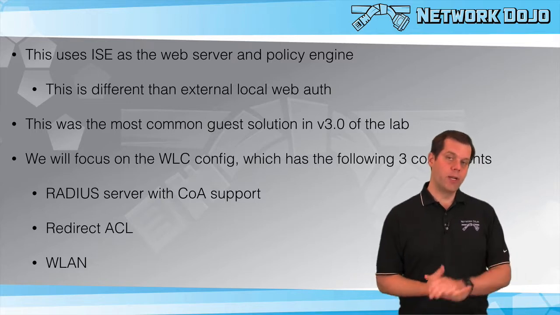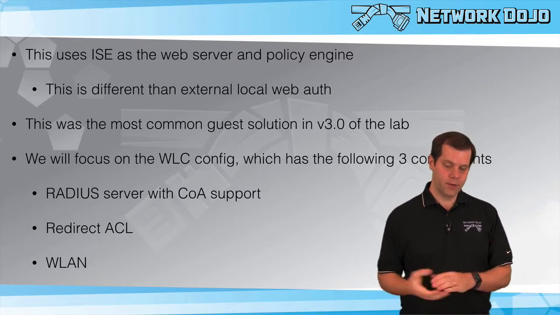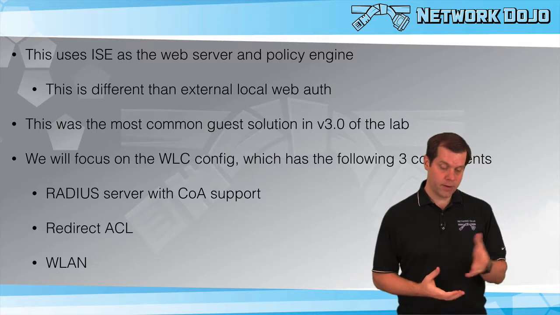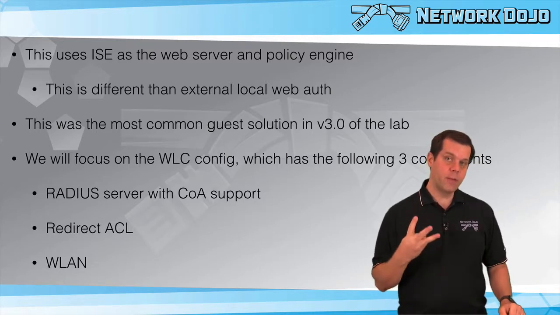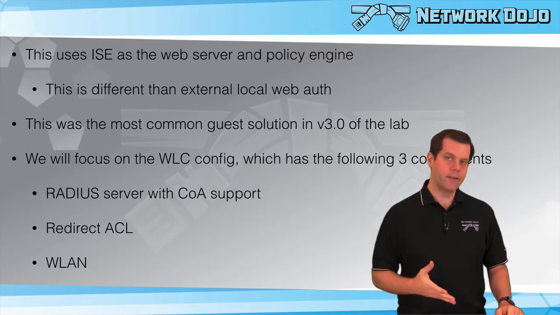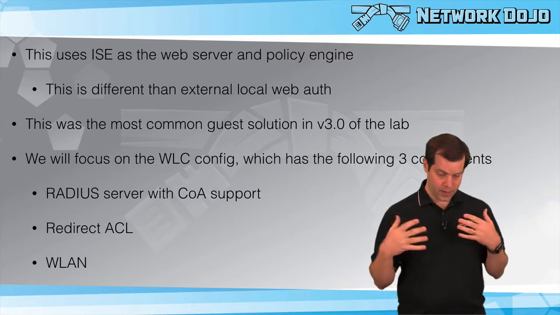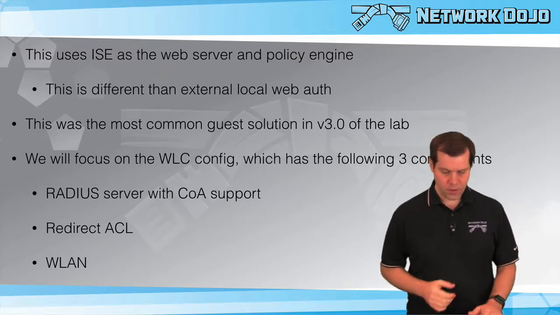Number two, we need a redirection ACL configured on the controller. The ICE server is going to invoke this ACL, but it must exist first on the controller. And finally, third, there will be the WLAN configuration needed to support this. So these three pieces of config, every single time, are very important parts of these configs. And if we get any one of these three things wrong, something's going to fall apart. So let's work our way through this.